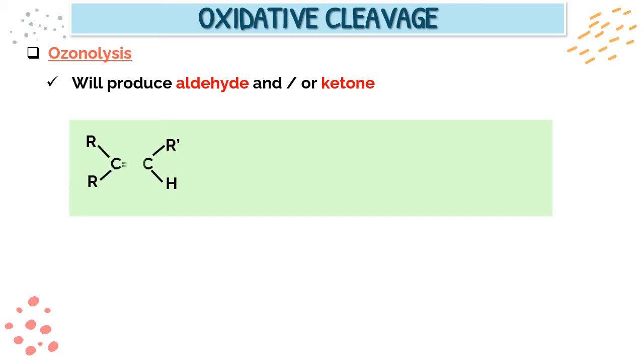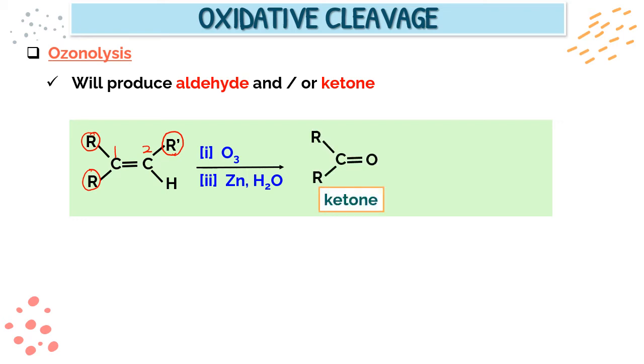So, let's say this is our alkene. I have over here a carbon-carbon double bond, first carbon over here, and then this is the second carbon. For the first carbon, it is bonded to two alkyl groups, and the second carbon is only bonded to one alkyl group. So we react this with ozone for the first step, and then we add zinc and water. So the product that you will get first, you will get a ketone. Okay, how do I know we will get a ketone?